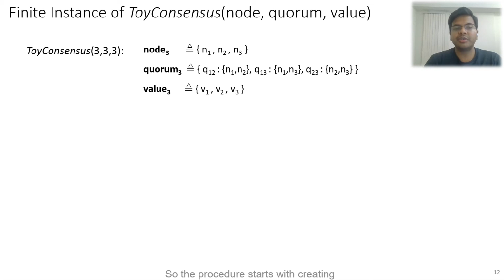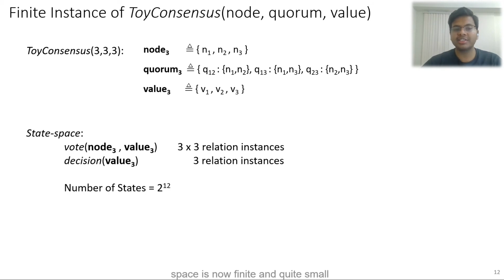So the procedure starts with creating a finite instance of the protocol by restricting each protocol sort to a finite set of constants. That is, toy consensus 333 here means we have 3 nodes, 3 quorums, and 3 value constants. The benefit we get is the state space is now finite and quite small, with just 12 Boolean variables. The next step is we perform incremental induction over this finite instance.